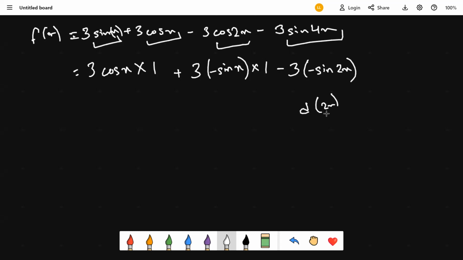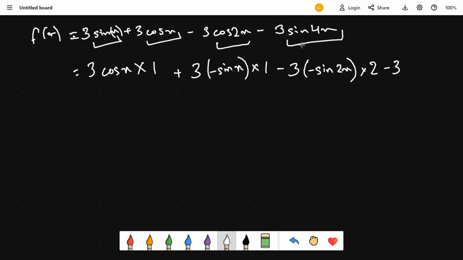So differentiating 2x gives us what? We know that 2 actually is a constant, so it doesn't have any effect. It comes in front, it will get multiplied, and we will have that x inside. So differentiating x gives us 1 times x to the power 0. So that simply gives us a value of 2, isn't it? So we have to multiply with it a simple 2. Finally, we have 3 times sine 4x.